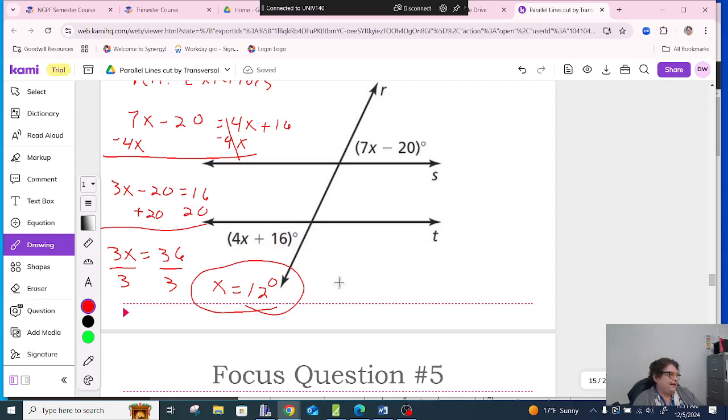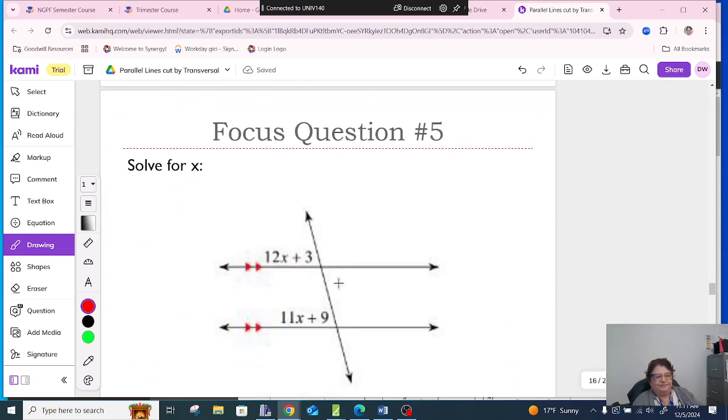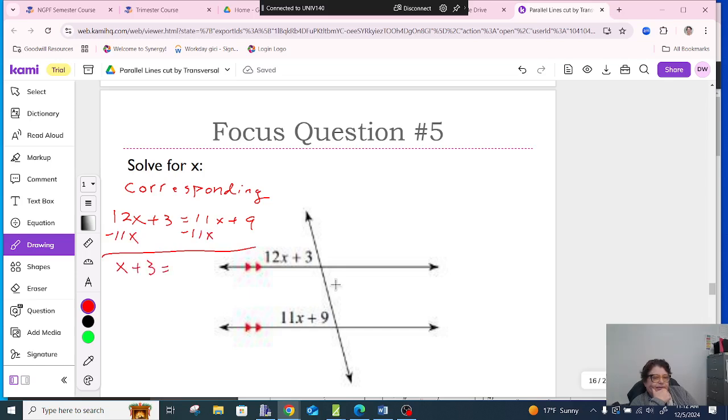Okay, so the next one, what type of angles are those? For number 5. What kind is this? Upper left, upper left. What do you think it is? Well, I want the words. What kind of angles are these? They're corresponding. And what do we know about corresponding angles? They're equal. So I just set it equal and solve for x again. So I subtract 11x, subtract 11x. X plus 3 is equal to 9, right? Yeah. I subtract 3. X is equal to 6.